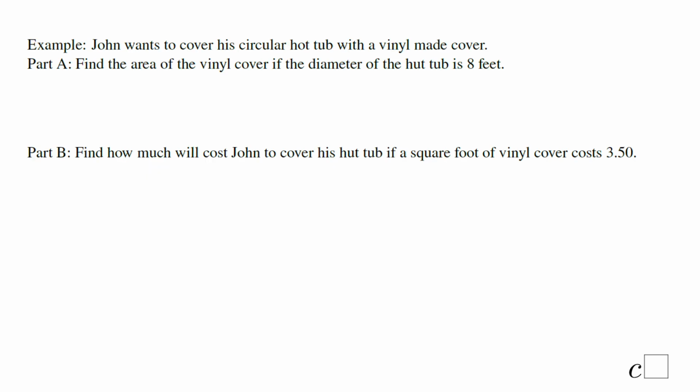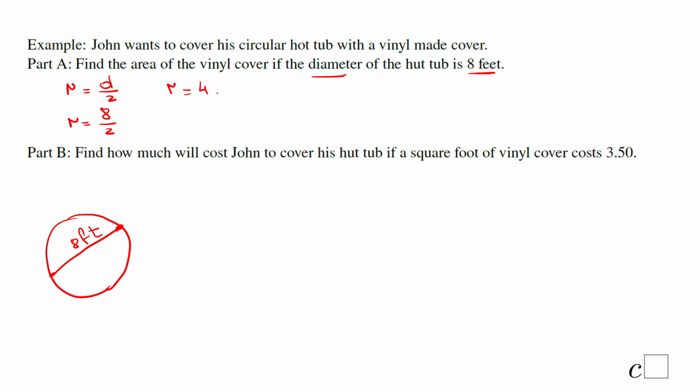On this second example, we will see an application of the area of a circle. We see John here wants to cover his circular hot tub with a mat cover, and that hot tub has a diameter of 8 feet. So I'm going to make a short sketch here. This is what we have, and this is 8 feet. So the first thing you want to do in this part A is to find the radius, which is half of the diameter, like in the previous problem. So in this case, we have 8 divided by 2, and that will be 4 feet.